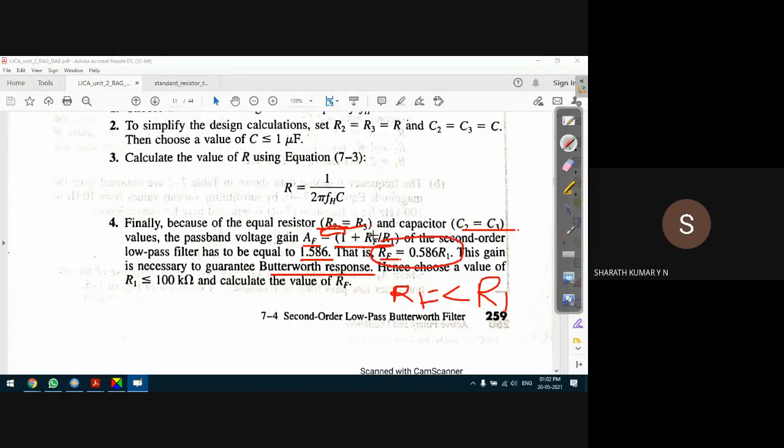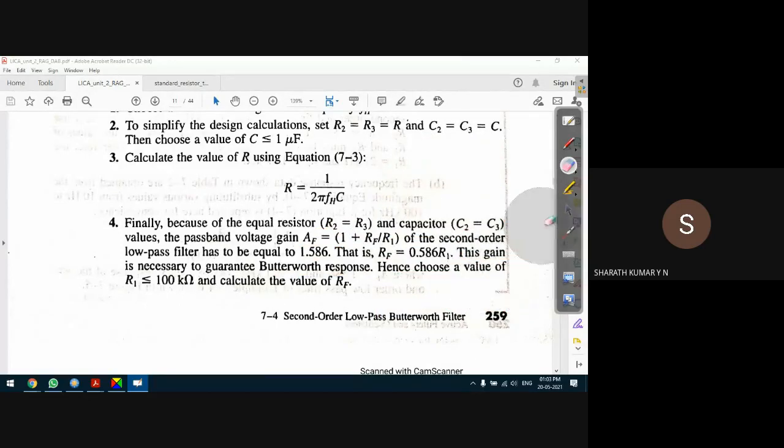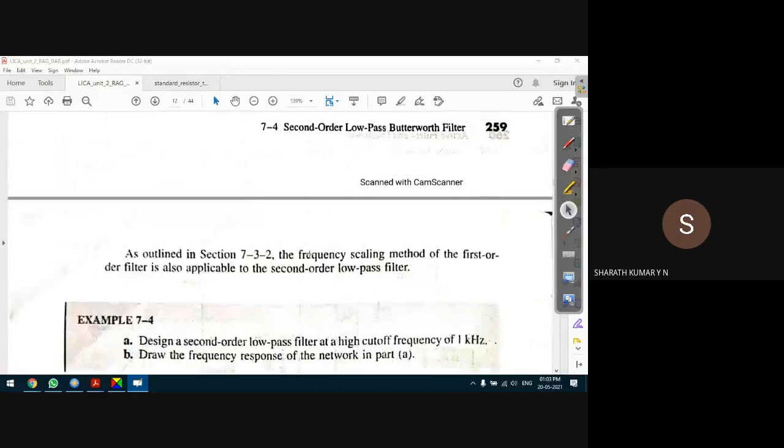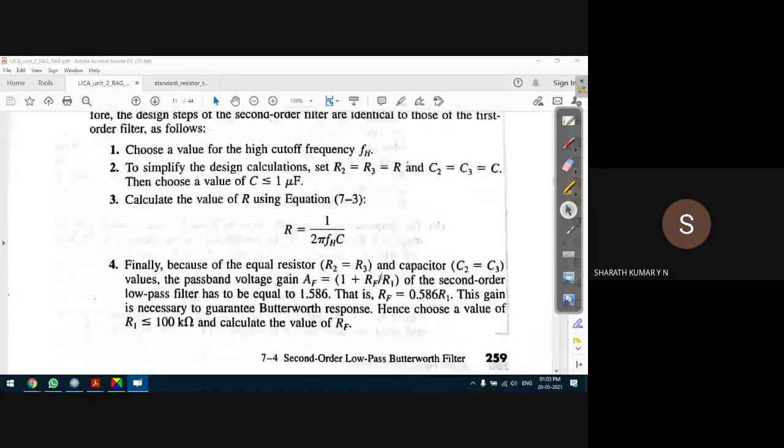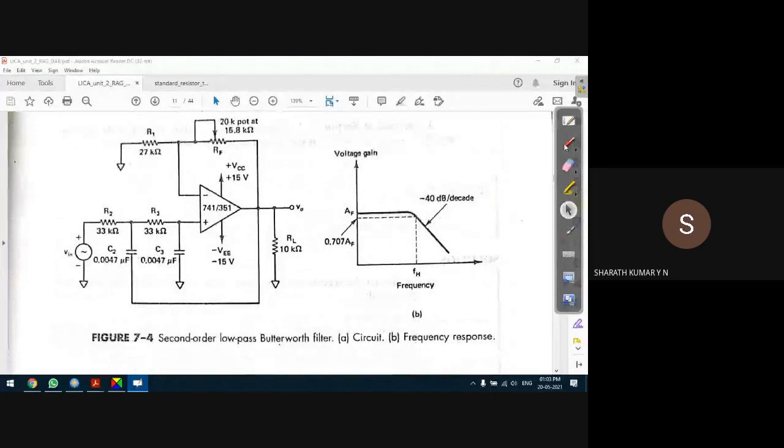In the earlier case, in one of the examples of the first order filter, we saw that RF is equal to R1. For the second order filter, RF is less than R1, about 50% of R1 in terms of percentage. This continues to reduce as we go to higher order filters. The question here is why RF should reduce. Why not R1?